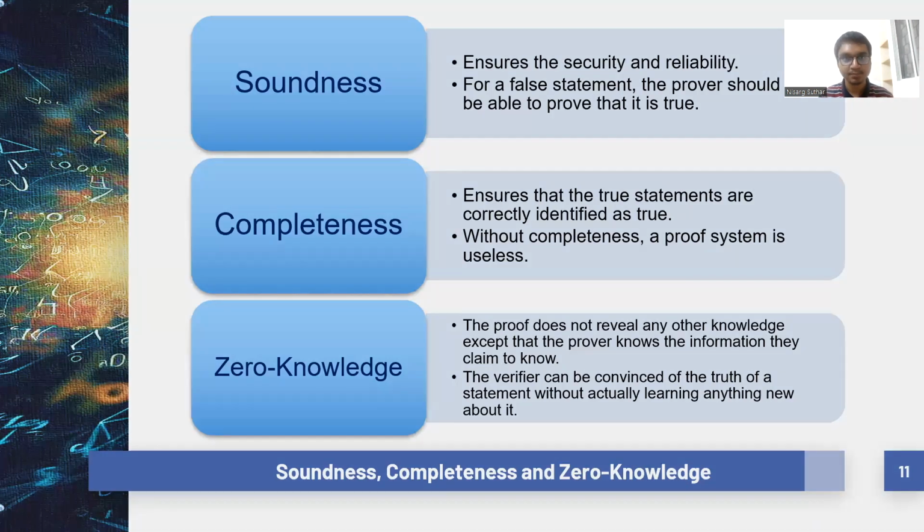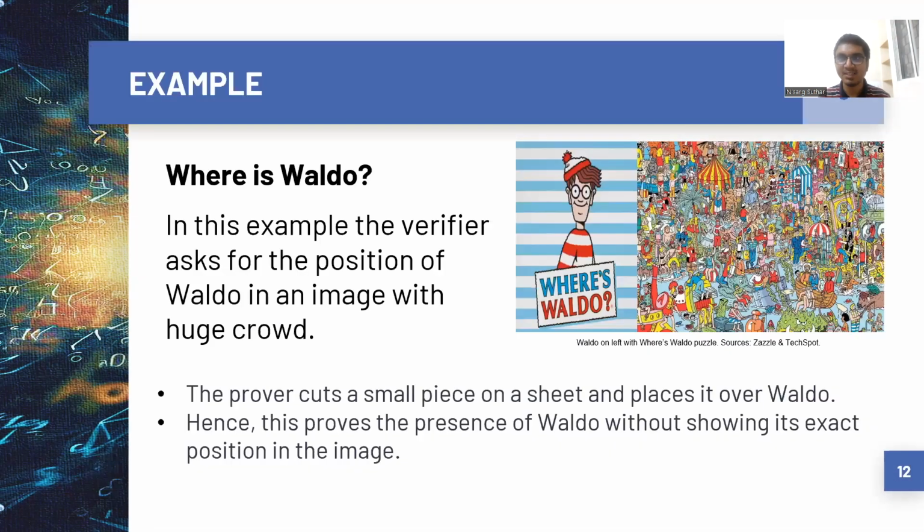So a simple toy example to let this concept sink in is the example of Where's Waldo. Suppose, as you can see on the slide, here is Waldo on the left, and there is a picture of a Mela where you have to find Waldo. Now, if somebody knows the position of Waldo, he can show that he knows the position of Waldo but without revealing where actually the position of Waldo is to the other people.